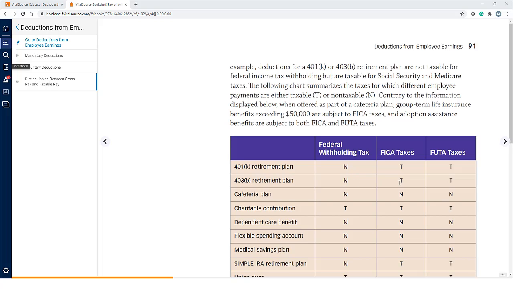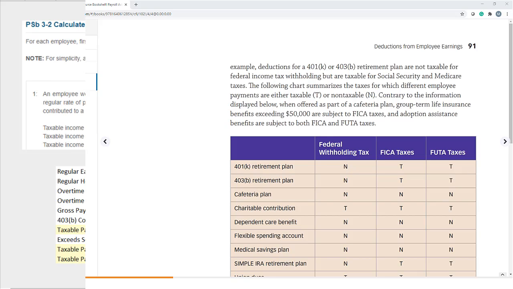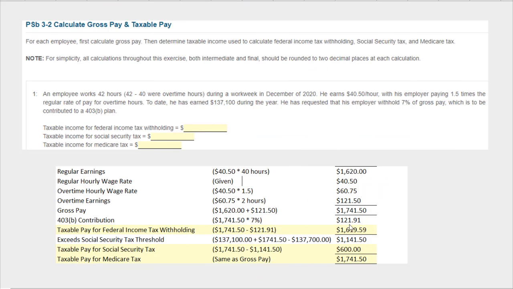However, note that it is subject to FICA taxes and future taxes. So we confirm that this 403B plan, savings for retirement, as the government encourages us, the taxpayers, to save for retirement plan, and they do not tax money when we put it out for a contribution to retirement in the 403B plan. Because the amount of contribution to retirement plan, $121.91, is not subject to federal income tax, we take it out of gross pay.